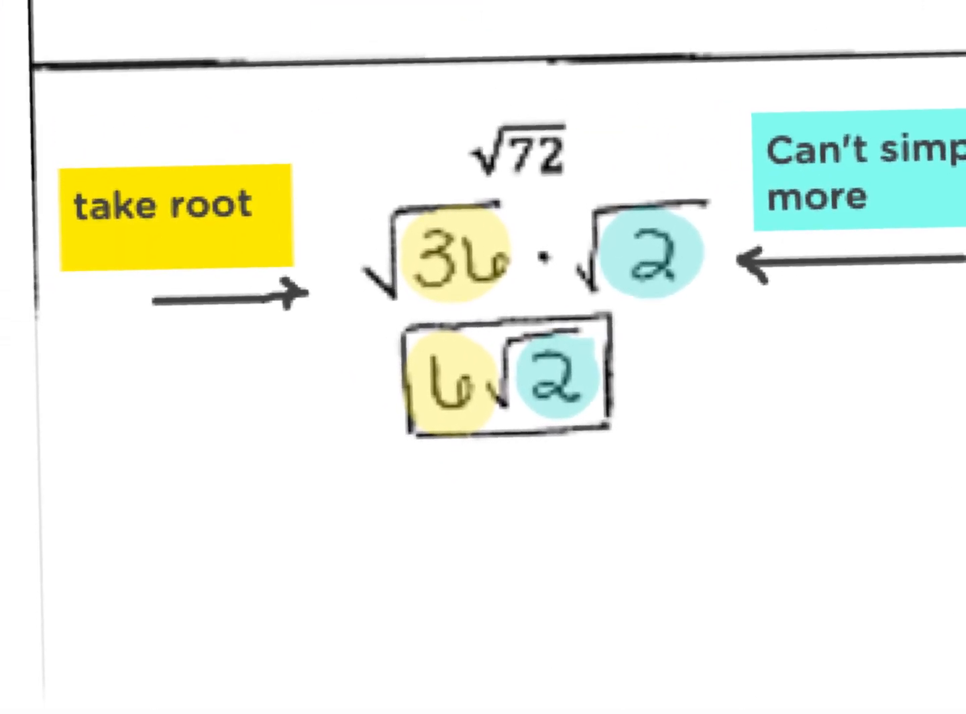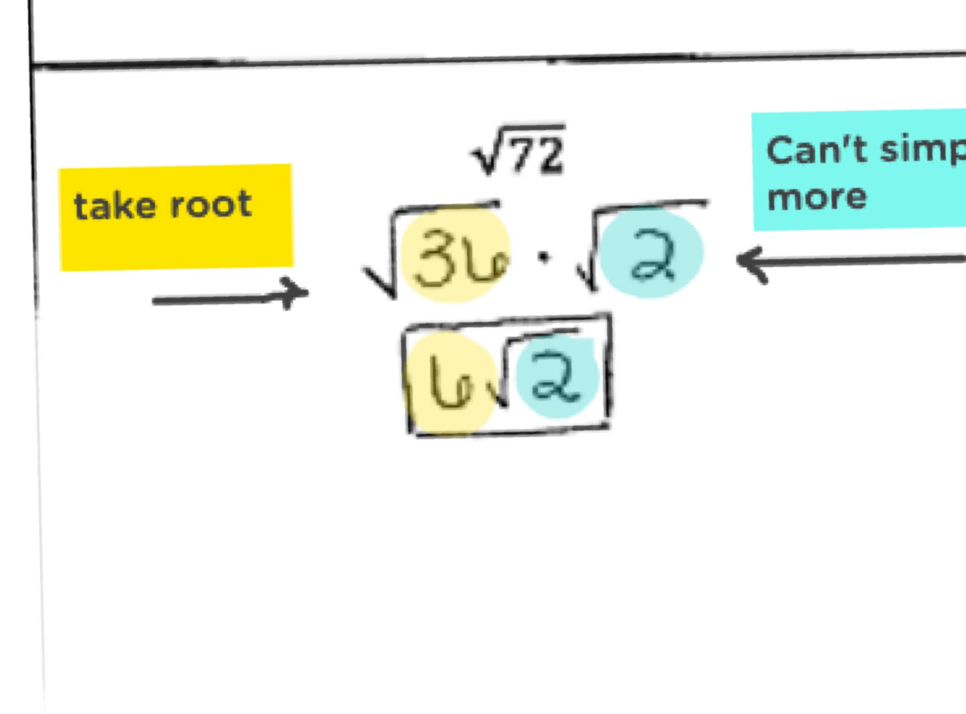So example number 2, same idea. Square root of 72, that is not a perfect square. So you're going to have to factor it. Factoring means pull it apart into its factors. 36 is a factor. So you'll take the square root of 36. That will come out from under the radical. And again, 2 stays underneath the radical.